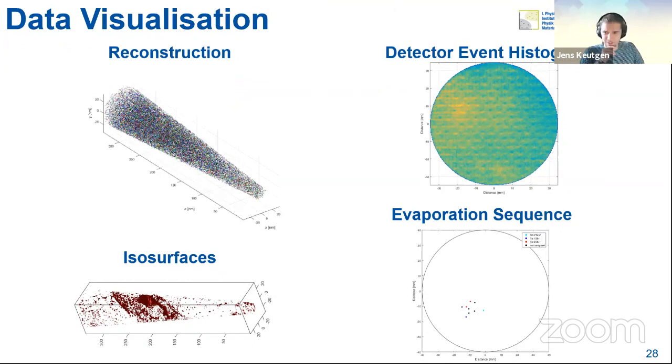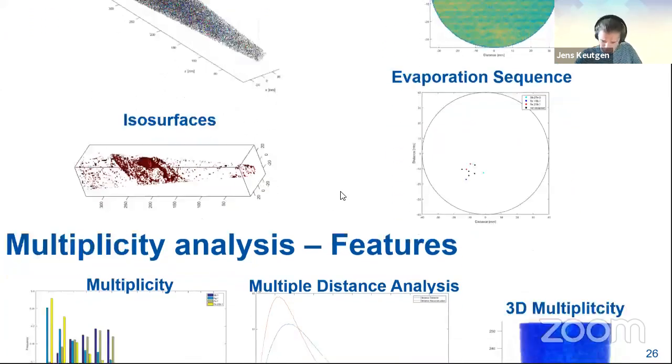So what options do we have now for data visualization? At the moment, we have options to visualize the reconstructions, and we can create isosurfaces, with the advantage that we can create the isosurfaces also in terms of multiplicity, or all the parameters that you saw before, to showcase areas where the multiplicity is higher. You can basically select any value as your isosurface value. We can also visualize detector event histograms, there are some functions for working with pores, and we can see the evaporation sequence, which ions were evaporated together, if there's some insight for you in this.